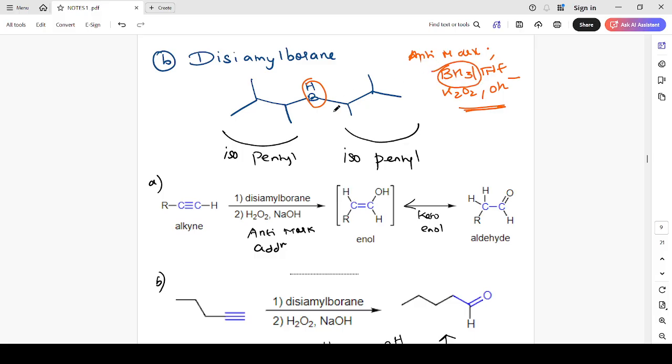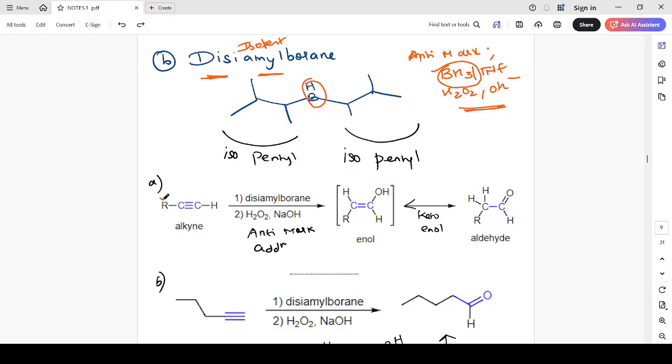Plus BH3. Here it is not BH3. Instead, it is dicyamyl borane. Amyl means isopentyl group. Dicy means both. Two times amyl is repeating itself. Look at this carbon. 1, 2, 3, 4, 5. 5 carbon. Here also it is 5 carbon. So I call it dicyamyl borane.